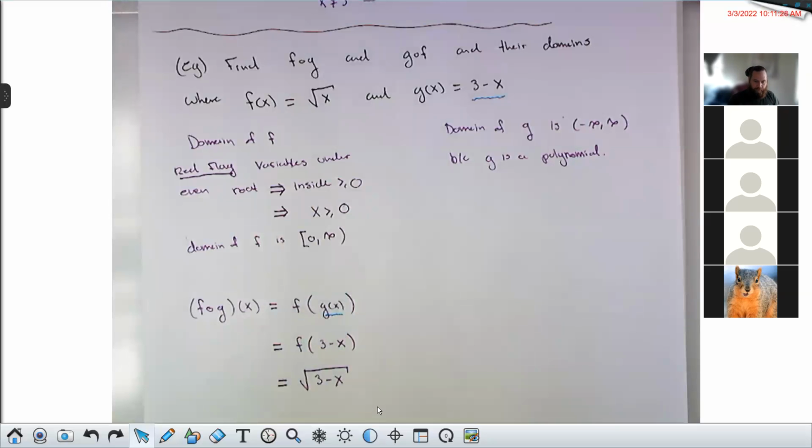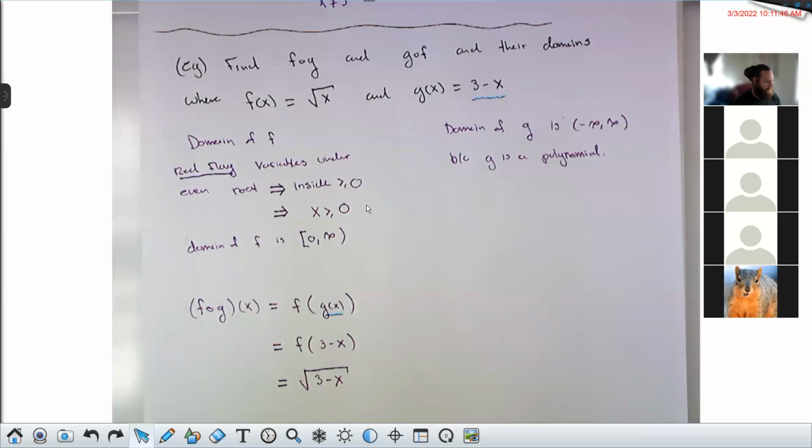Okay, so the square root is the f. Correct. Yep, f is the square root function. So f takes whatever you feed it and puts that in a square root. So when we feed it 3 minus x, it puts 3 minus x in the square root.